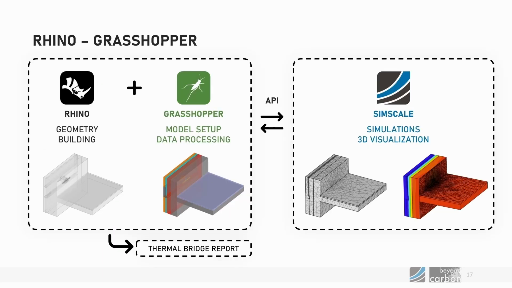So in terms of how this fits together, we have Rhino and Grasshopper as the one environment. Rhino is used for building geometry. Grasshopper we then use for the model setup and preparing all of the data, which we then send via the API to SimScale and execute the simulations. Once the simulations are complete, we pull the data back into Grasshopper and we post-process that data, and we can then get results for our model, and then we'll be able to spit out a thermal bridge report. In terms of visualizations, we're using SimScale for those at the moment until we might start to bring some of those into Grasshopper, but the SimScale platform is excellent for post-processing visualization of results.